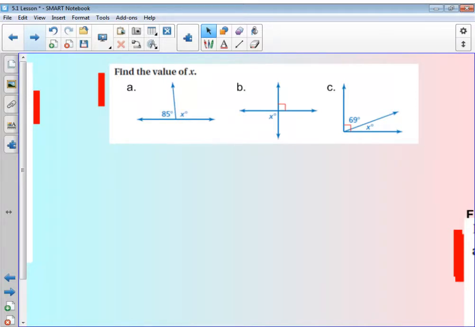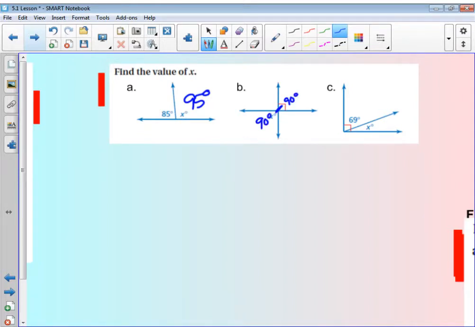Okay, so on this one, you should have gotten 95 because 180 minus 85 is 95. These are vertical angles, so I had to understand that this was a 90-degree angle, so therefore X is also 90 degrees. And here, this is a set of complementary angles, so I'm going to take 90 minus my 69 that I know, which is going to give me 21 degrees. Okay, so that's working with each of those new concepts, new wording, and understanding.